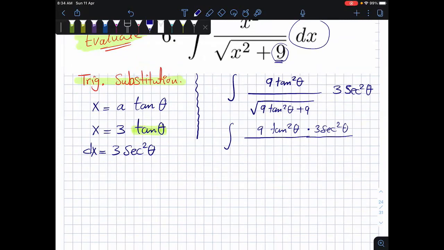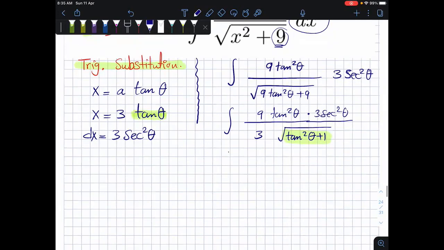And in the denominator, we said take 9 as a common factor and let it be outside the square root. So it's going to be 3. And we still have only the square root of tan squared theta plus 1, which is the famous Pythagorean identity: tan squared theta plus 1 is equal to sec squared theta. So if we have sec squared theta underneath the square root, this will be outside the square root as sec theta only. In the numerator, still 9 tan squared theta, 3 sec squared theta.